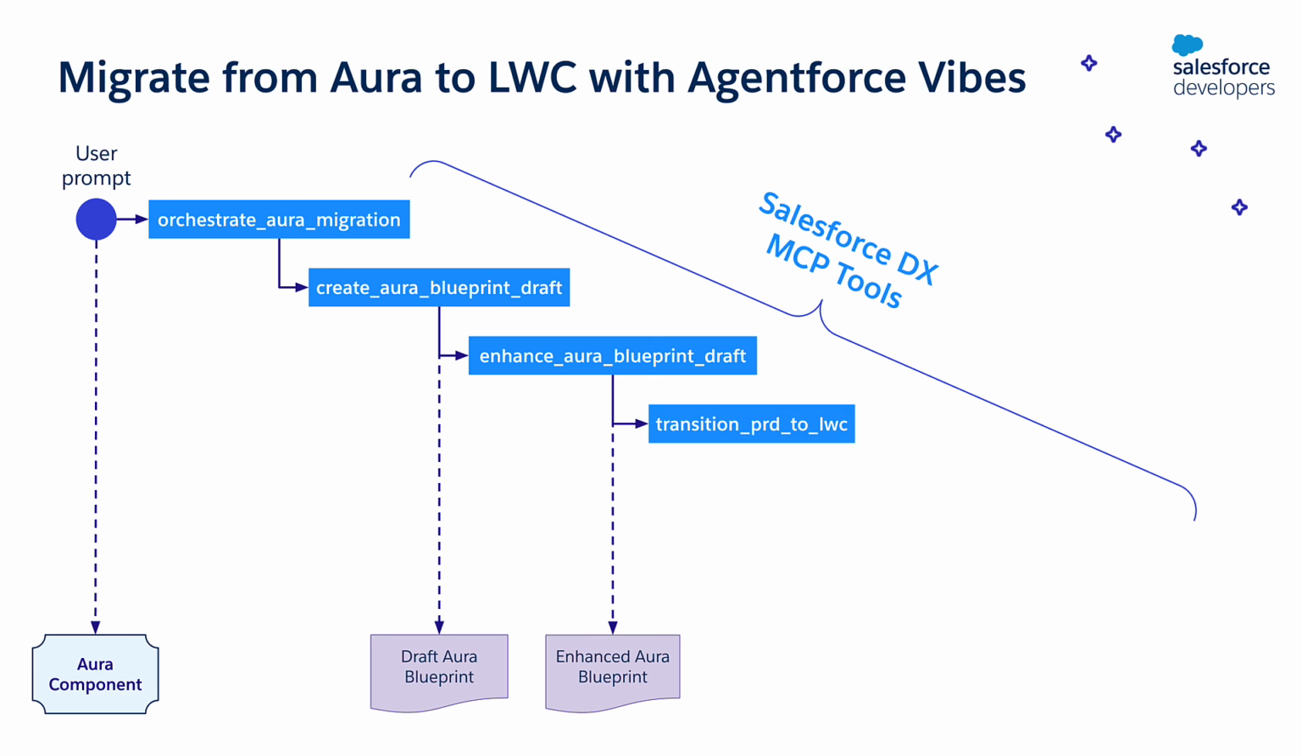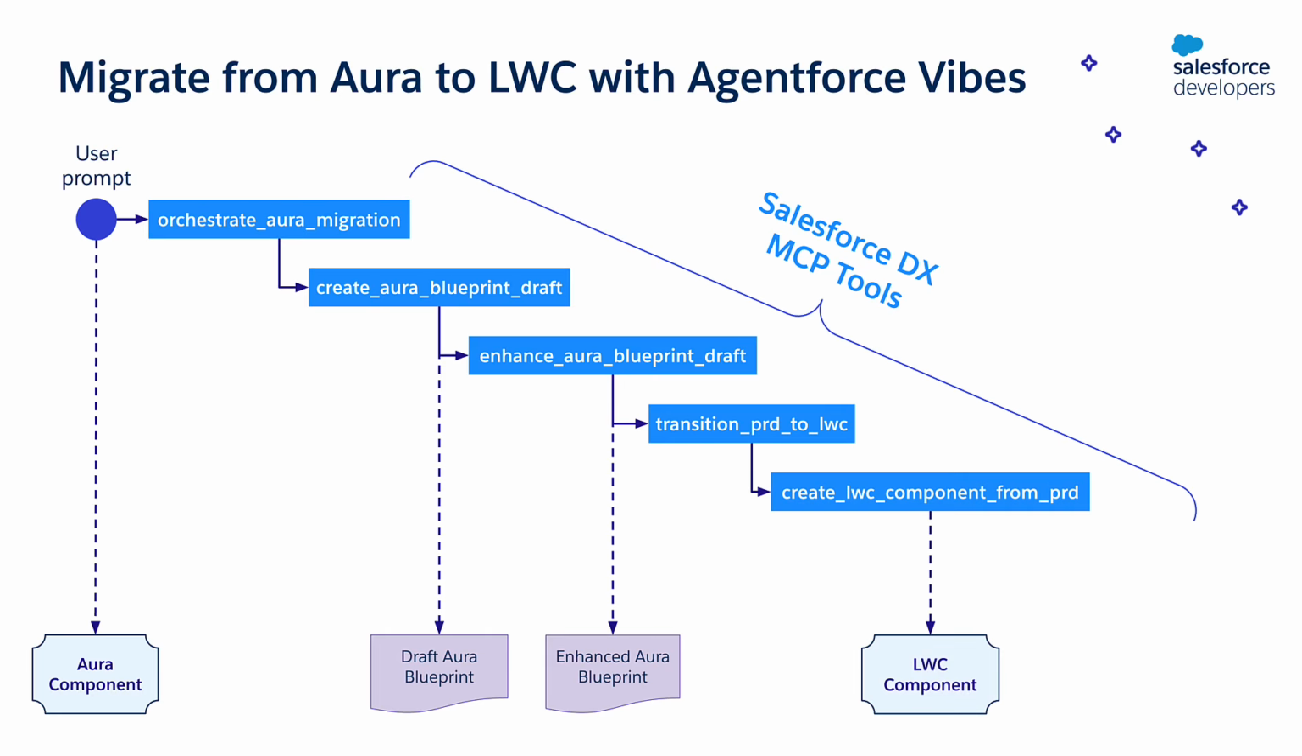The Aura draft is then enhanced by another tool, Enhanced Aura Blueprint Draft. Next, the Aura blueprint is converted into LWC blueprint with Transition PRD to LWC tool. Next, the LWC is created from the LWC blueprint with Create LWC component from PRD. Finally, the Guide Design General Tools runs to apply final styling touches to the LWC with SLDS, the Salesforce Lightning Design System. Now that we know about the theory, let's put this knowledge into practice.